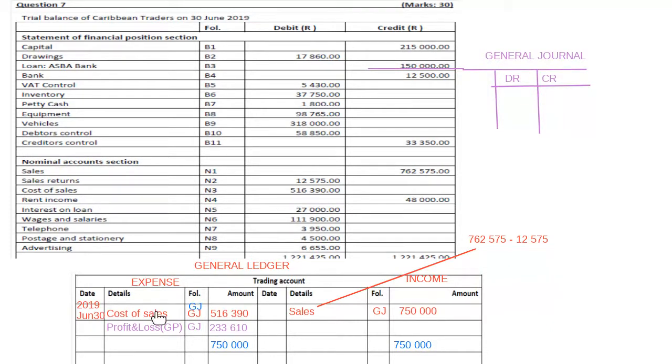So if the cost of sales was bigger than the sales, it means your profit and loss, this one, will be on the credit side. Are you okay, Leshen?